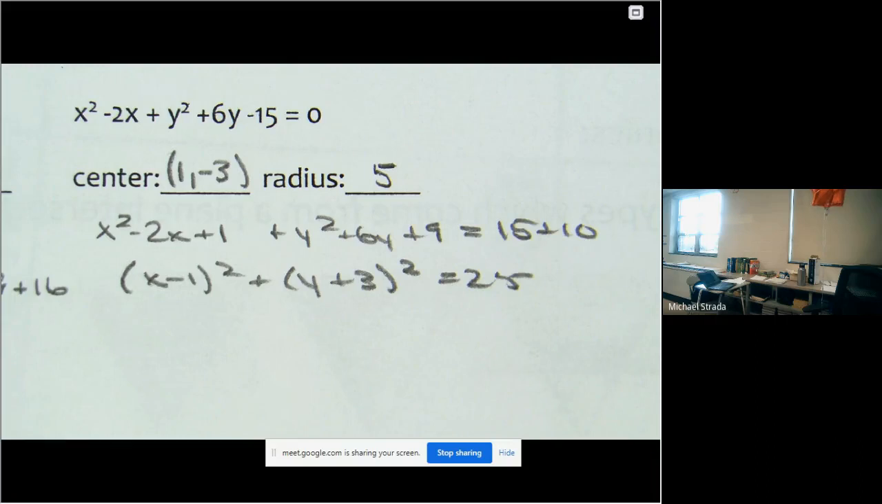Okay, what's up? Good? I don't think it's good. Okay, why? So focus on this part, Jay. What's half of 2? And 1 squared is 1. What's half of 6? 3 squared?